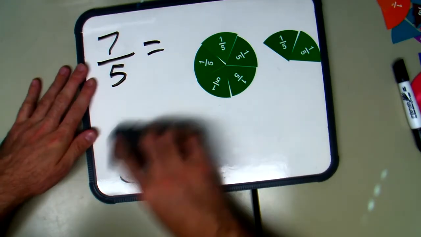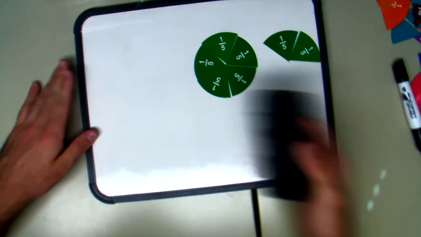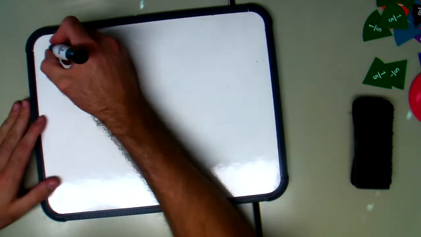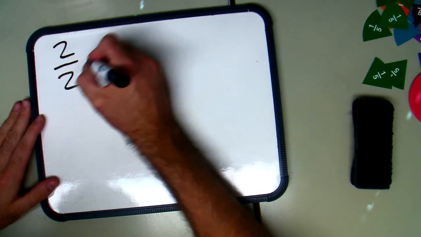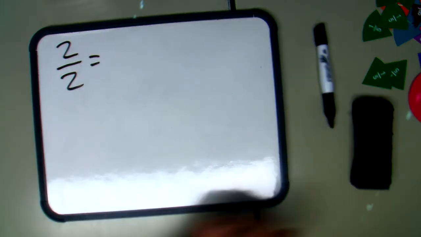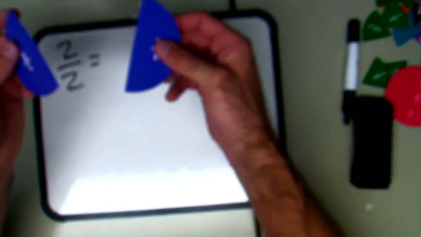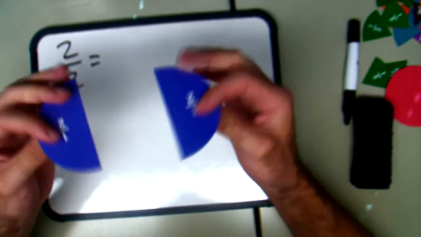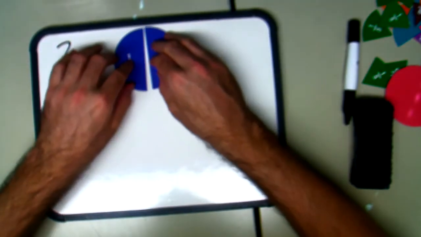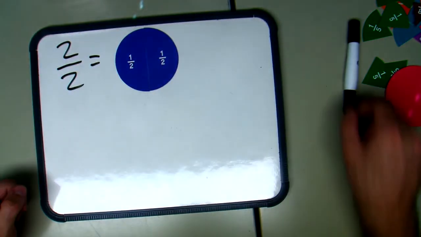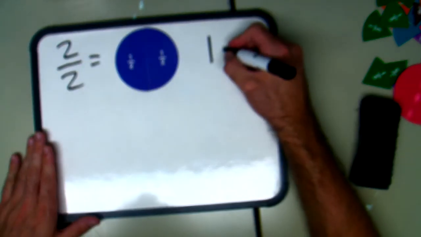And one little thing I just want to show you one more time is when the top and bottom are the same. I have 2 halves. Bottom says how many make a whole. If I have 2 pieces, that makes a whole. The top number says I have 2 pieces. Okay, cool. That's one whole.